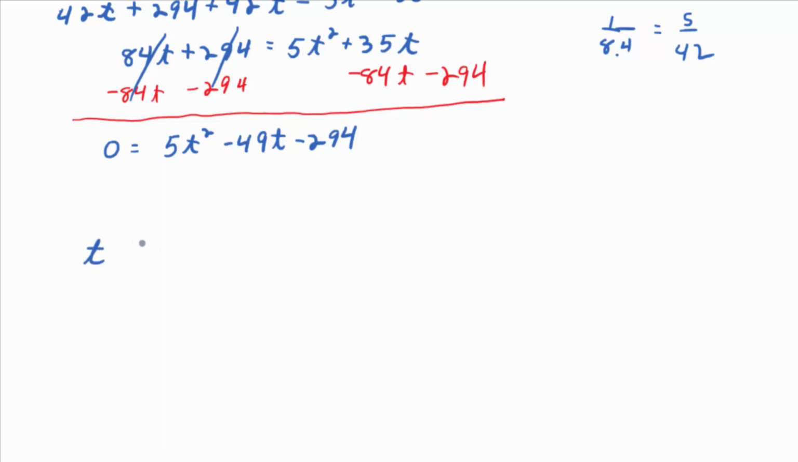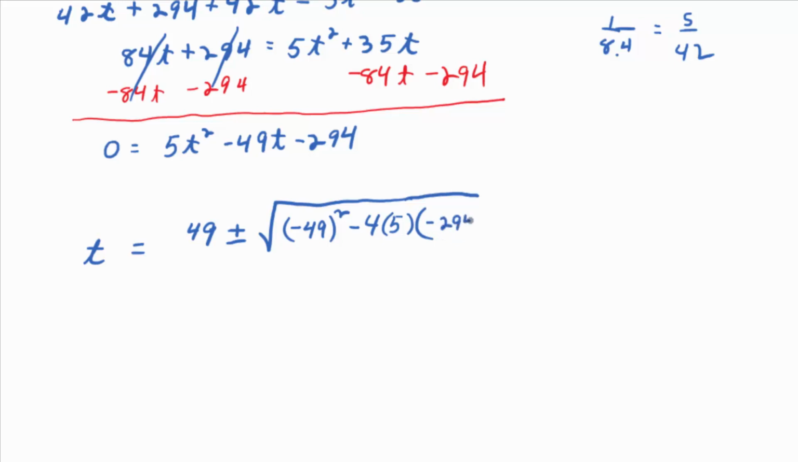So, okay, T is equal to negative B. What's that? So the opposite of negative 49 is positive 49, plus or minus square root of B squared, right? So 49 squared. Well, technically it's negative 49 squared, isn't it? In parentheses, negative 49 in parentheses. Minus 4a, what's a? 5, and then c is negative 294. All over 2a, which is 10.